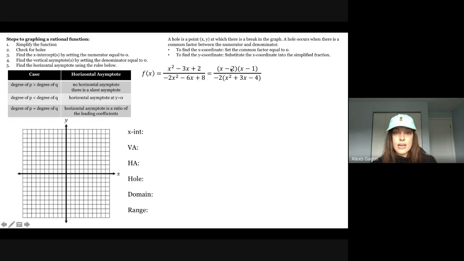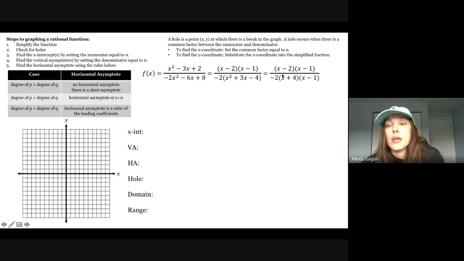So I can factor the top to be x minus 2 and x minus 1. The bottom, I'm going to factor out a negative 2 first. So I'm left with x squared plus 3x minus 4. Now I can factor that bottom further to be x plus 4 and x minus 1. Okay. And from doing that, I can see that this x minus 1 right there is going to cancel, which means we are going to have a hole at x minus 1.